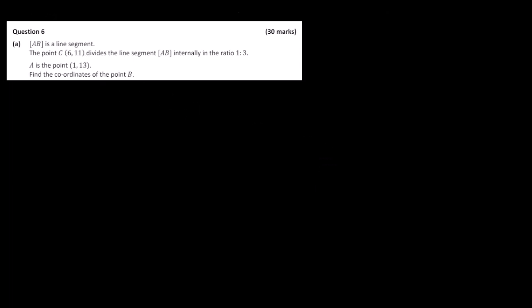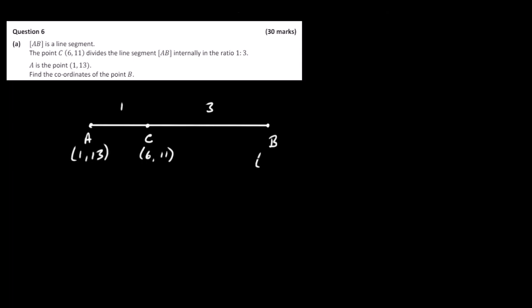Okay, so let's just draw a line segment first. So let's take this as A and this as B. And we have a point C here somewhere. So let's see, C is the point (6, 11). And the ratio is 1 to 3. So A is the point (1, 13), and we've got to find the coordinates of B, which we'll call (x2, y2).